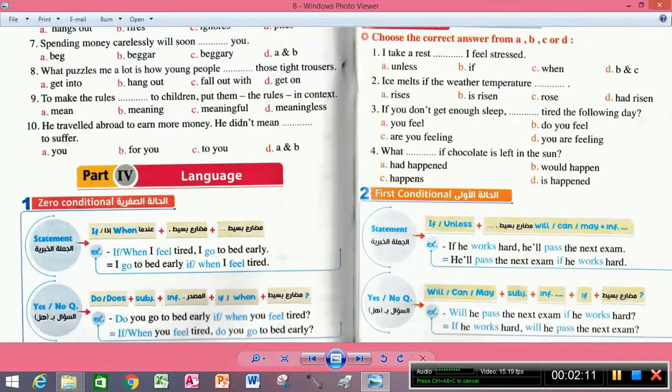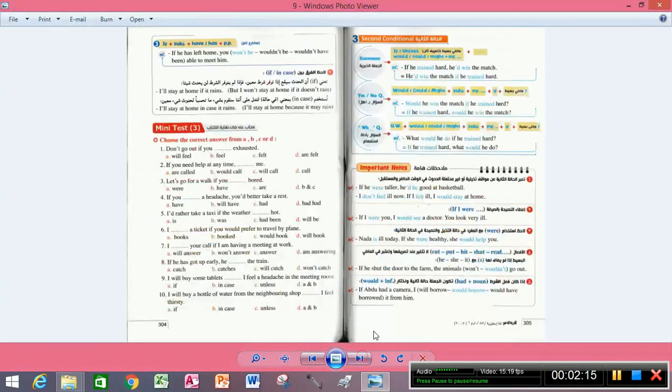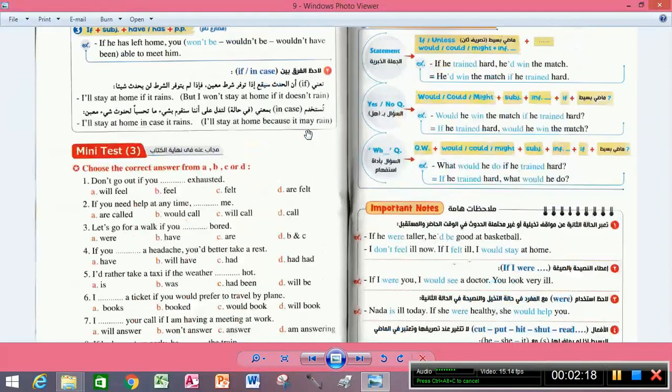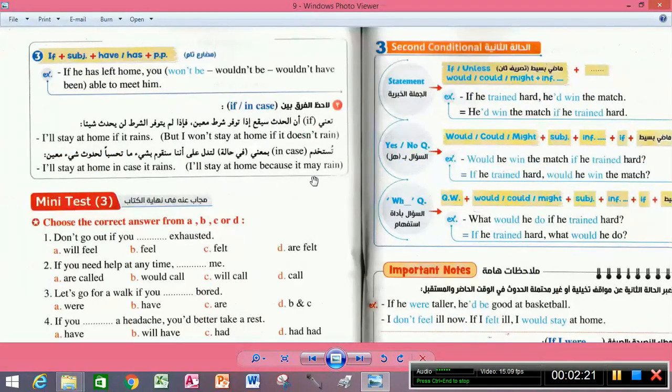Okay, so now we are going to move to the other cases, and you have to concentrate with me. If the subject has or have, you can put present perfect, has or have, instead of present simple. If he has left home, you will not. So you are going to put won't. Of course won't, because with the present or present perfect we put will or won't. Won't is will not, abbreviated.